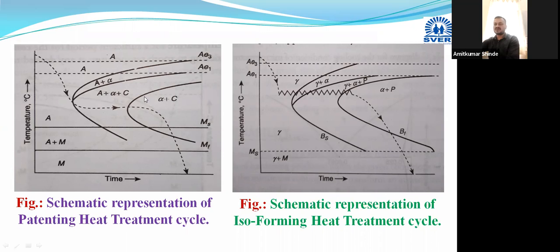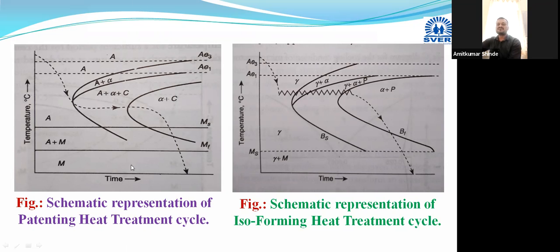Whenever we are keeping that sample at a constant temperature for some period of time, it is kept in the molten salt baths. Here also, in that molten salt bath, we are keeping the sample for some period of time, and we are providing a longer duration so that whichever austenite is present will get transformed to pearlite. Then it is cooled depending on the properties needed, up to room temperature.